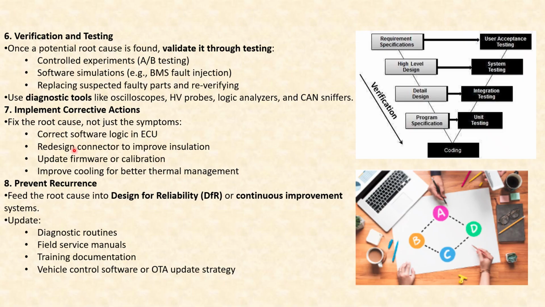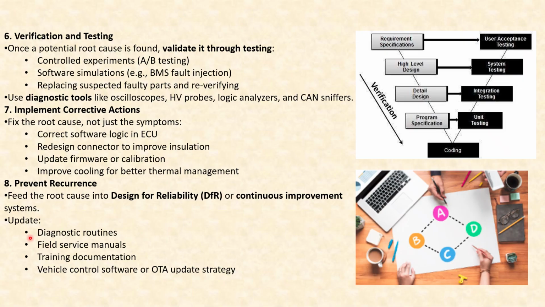And more importantly, one important step many people forget while doing a root cause analysis is they don't ensure that recurrence doesn't happen. But this is a very important step. You have to prevent the recurrence and feed the root cause into design for reliability or continuous improvement systems.